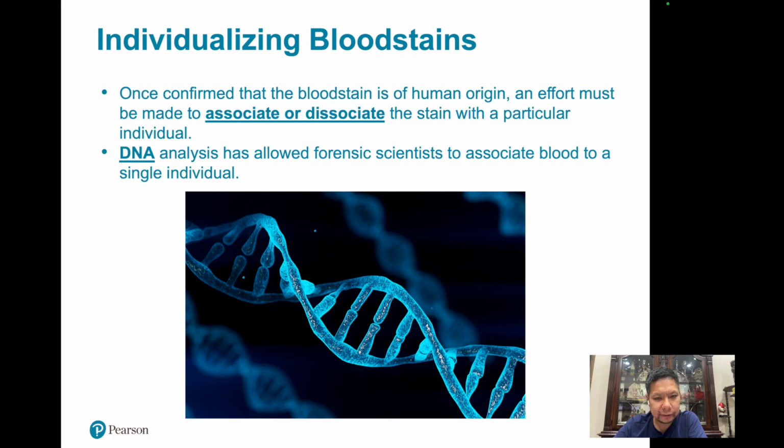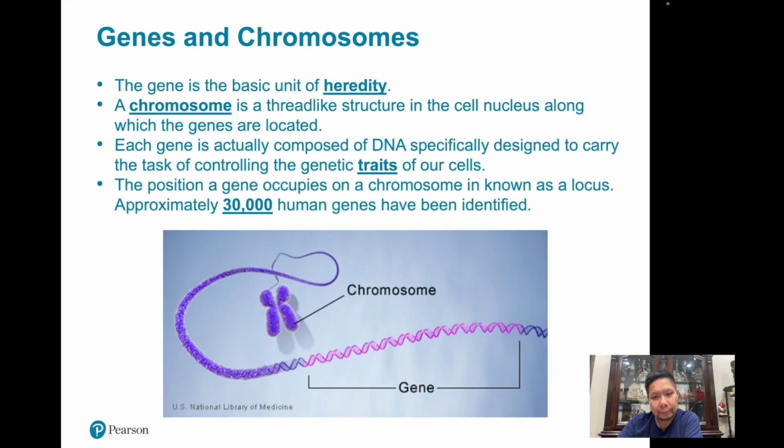And again, I've told you this already before, but the way that we individualize blood stains now, or identify where a blood stain came from, is using DNA. DNA is the gold standard right now for identifying all kinds of biological fluids. So we'll have a long lecture just based on forensic biology, which is DNA, right? But just a quick thing about DNA though, and the genes and chromosomes, right?